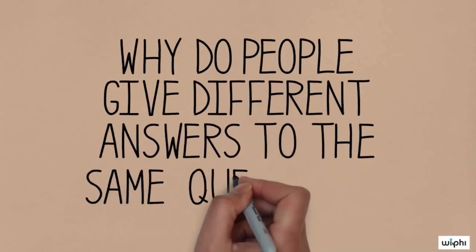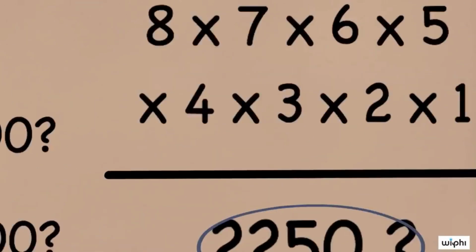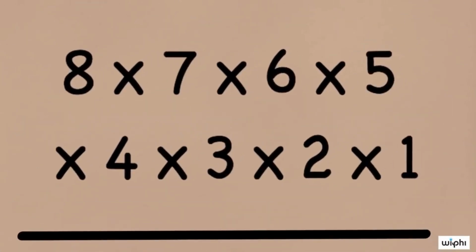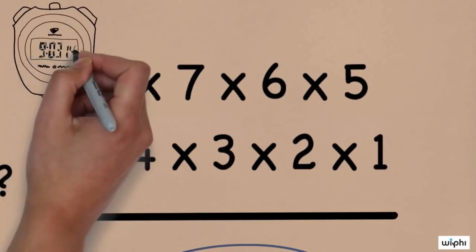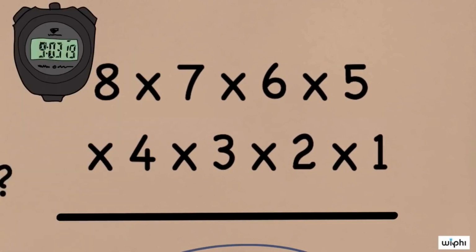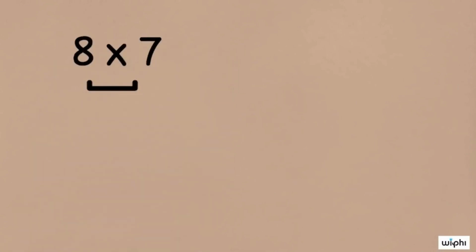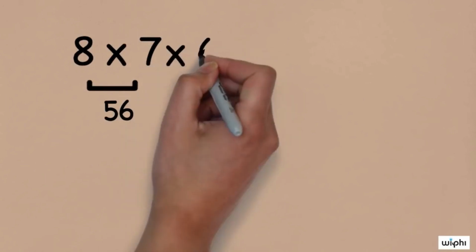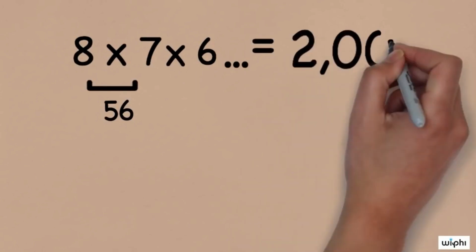The answer lies in how we make estimates. When you have lots of time to do a math problem, like 8 times 7 times 6 times 5 times 4 times 3 times 2 times 1, you can multiply all of the numbers together and get an exact product. But when you have to do the problem quickly, you don't really have time to finish. So you start with the first numbers, you multiply 8 times 7 and get 56, and then you've got to multiply that by 6, and well, you're guessing the final number's got to be pretty big. Bigger than 56, like maybe 2,000 or so.